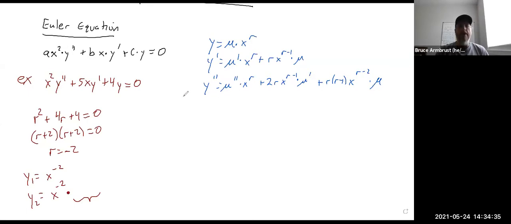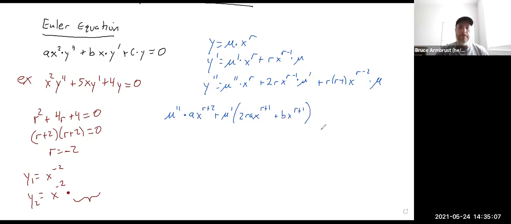So I multiply by ax squared, and I'm going to combine, again, like we always do, the different derivatives of mu. So I'm going to get mu double prime times ax to the r plus 2. Mu prime is going to get this times ax squared, so 2ra x to the r plus 1. And then this one's going to get times bx, so plus b x to the r plus 1. And then if we go to the mu's, I'm going to get r times r minus 1 times a x to the r, plus this one times bx gives me br x to the r. And then the last one's going to give me c x to the r. And that's all times mu.